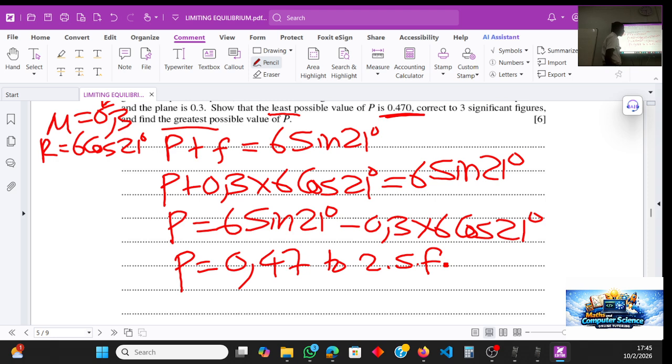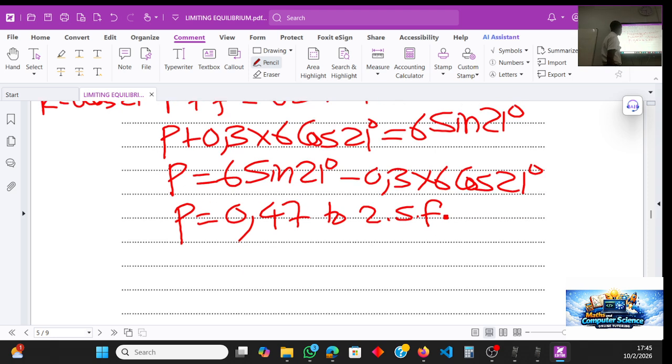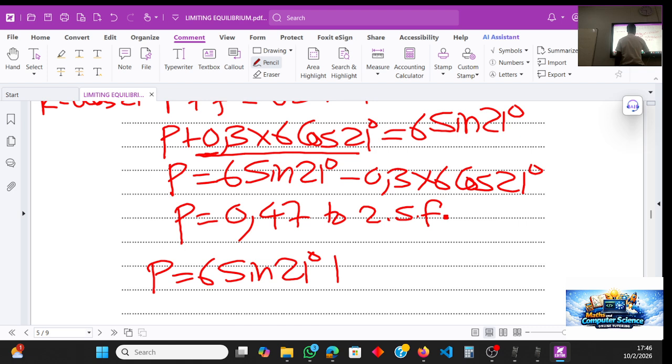So when we are going for the greatest possible value, the pattern becomes easy, because we are simply saying if we want the greatest possible, this frictional force has to just transpose or cross over to the other side. So we end up having P equal to 6 sine 21 degrees plus, last time we are subtracting friction, this time around we are combining because we want P to be greatest. So 0.3 times 6 cos 21 degrees.